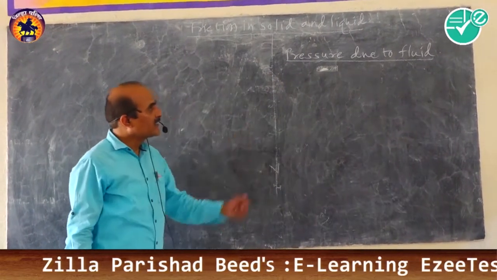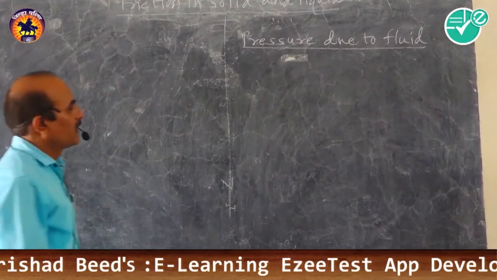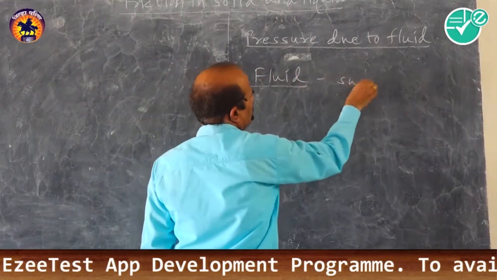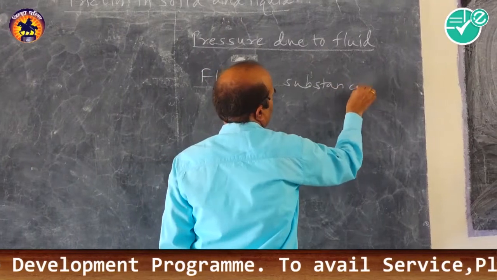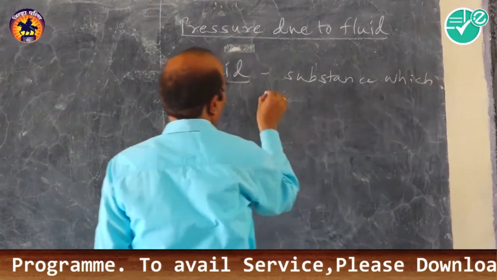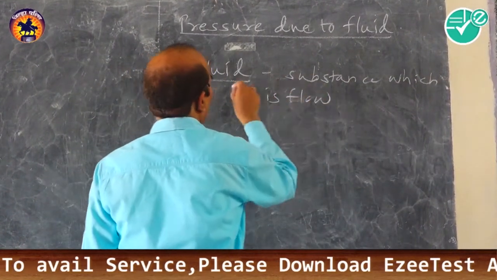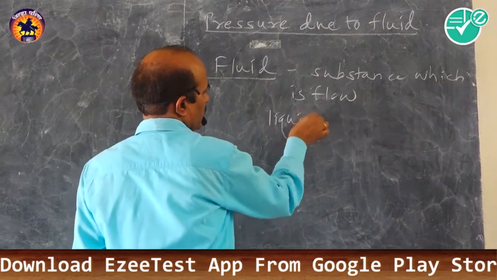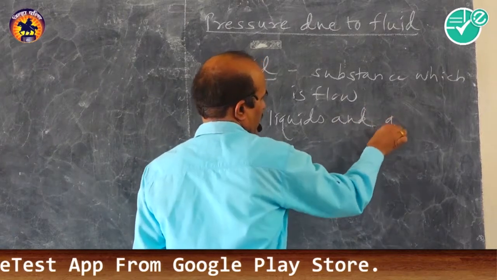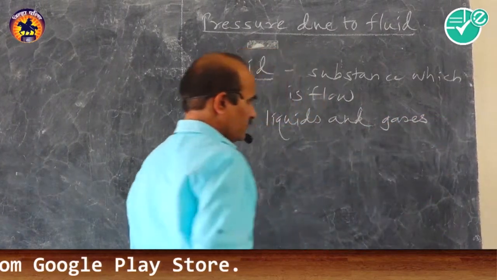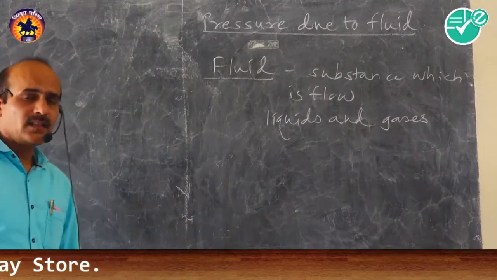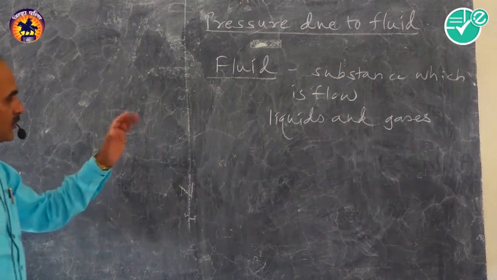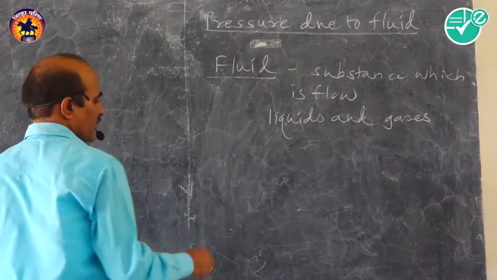The next point is pressure due to fluid. First, what is a fluid? The substance which can flow is known as a fluid. It includes liquids and gases also. In a fluid there is friction between the different layers. So therefore we want to see the pressure due to fluids.